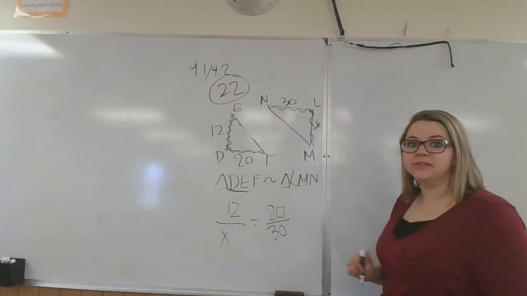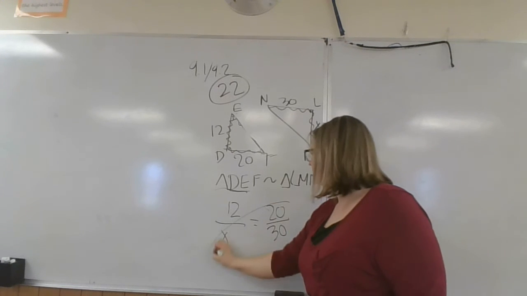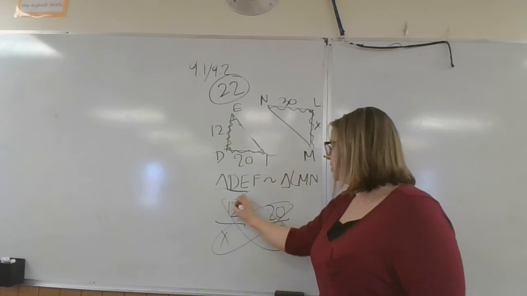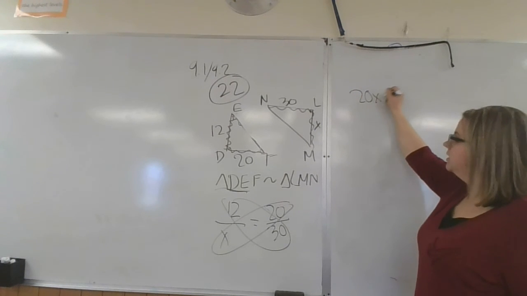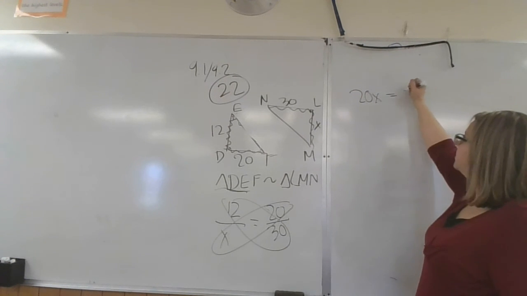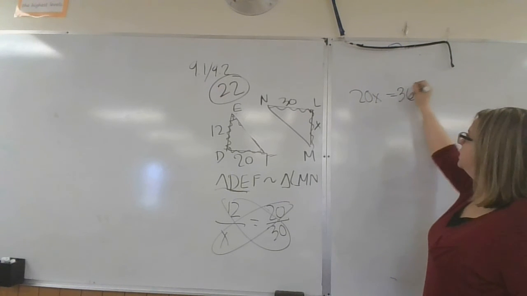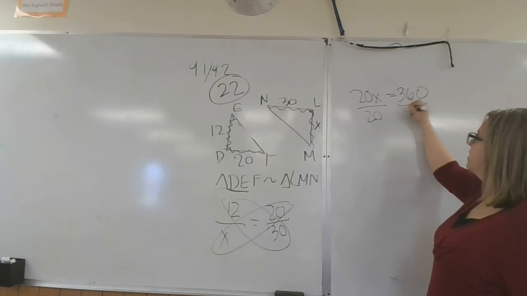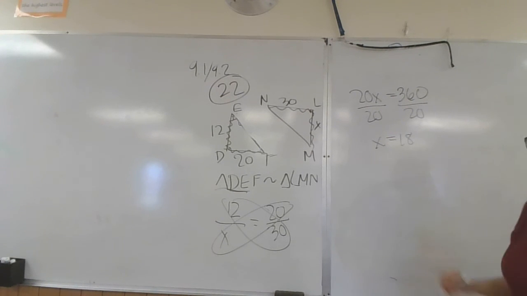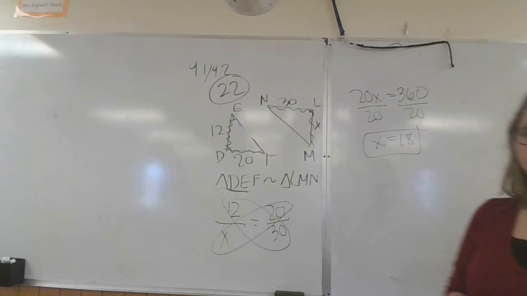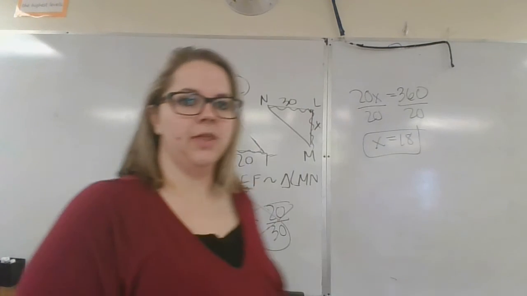Now I can set this up to cross multiply. So here I have x times 20, which is 20x, equals 12 times 30, which is 360. Divide by 20, x equals 18. And you are done. That should be your answer. Look at that for a minute.